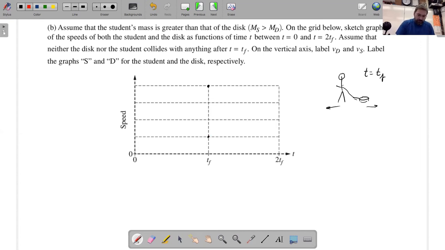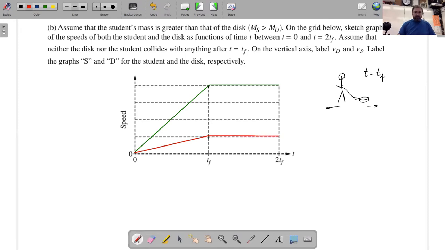All right, so here's how I would do the graph. This represents the motion of the disk whenever the disk is accelerated for time t sub f, or the student, and this would represent the increase in speed for the disk during time t sub f. And then after the interaction takes place, the speed of the disk is constant and the speed of the student is constant. So just like that.